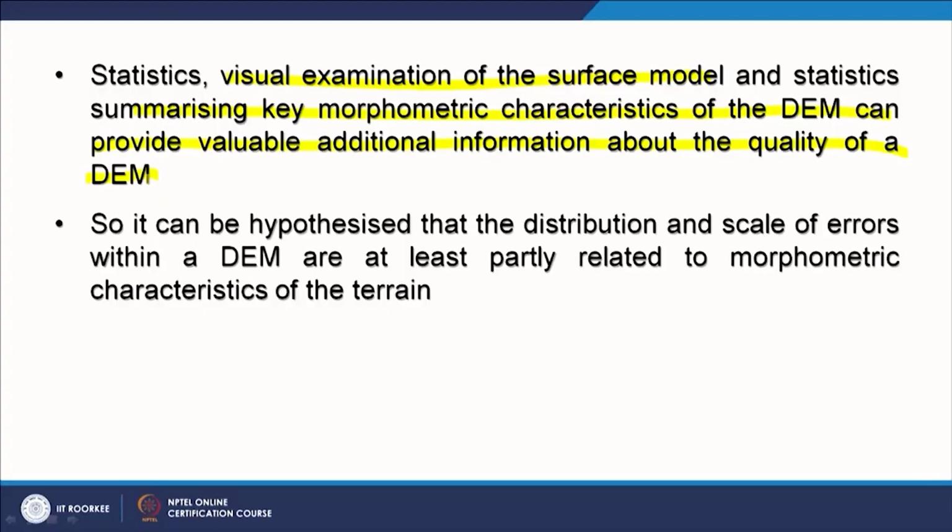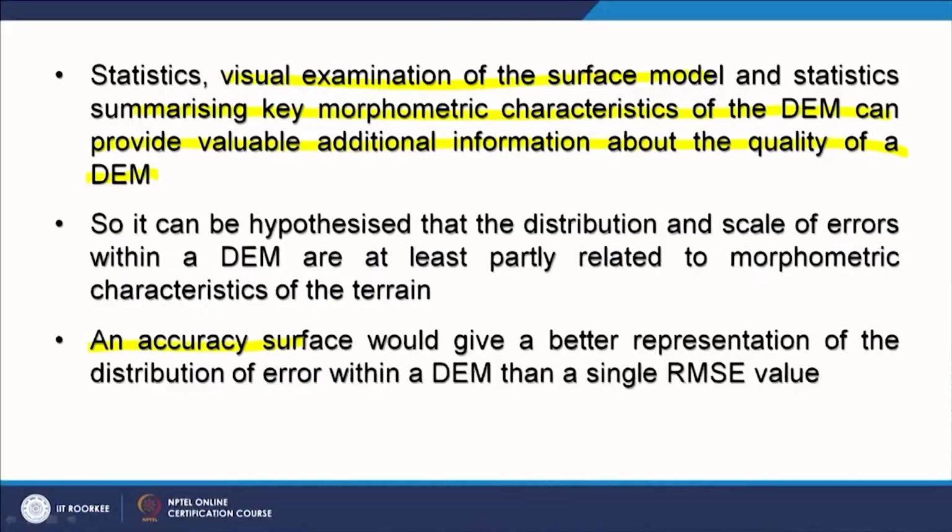So, this is another way of assessing the quality, and therefore we can hypothesize that the distribution and scale of errors within a DEM are at least partly related to the morphometric characteristics of the terrain. Because you know, when you have a digital elevation model of a highly rugged terrain, the scenario can be very different. However, if you employ this morphometric analysis, you may get an idea about the errors which are inherent in that particular digital elevation model.